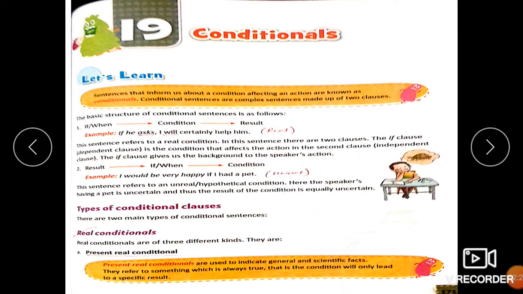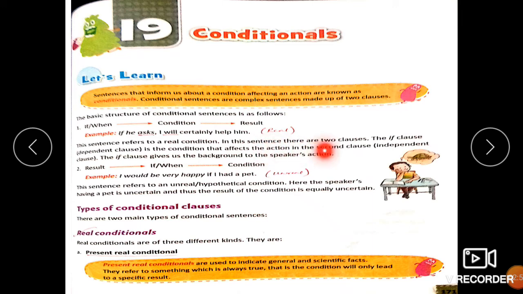identify the clauses, you find that the if clause is the subordinate clause that begins with the subordinate conjunction if, and the next clause is the main clause. I will certainly help you is the main or the independent clause. Therefore, the dependent clause depends on the main clause for the completion of its meaning. Now this sentence refers to a real condition.